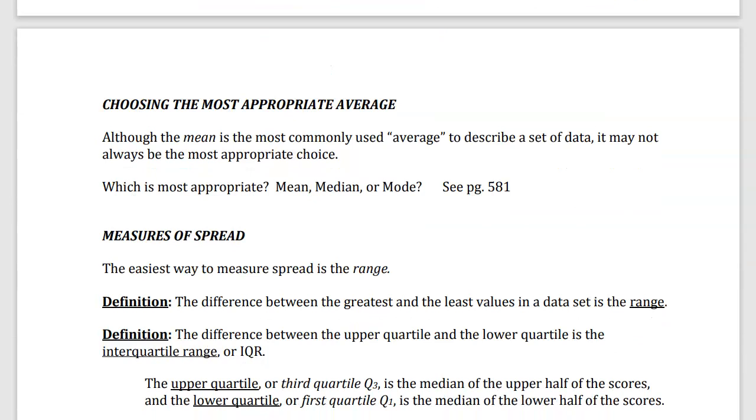When choosing the most appropriate average, mean is the most common to describe a data set. It's not always the most appropriate. Now, you can look in your book, and that's actually going to be on page 626, to see different ways, whether you need to use mean, median, mode. Okay?